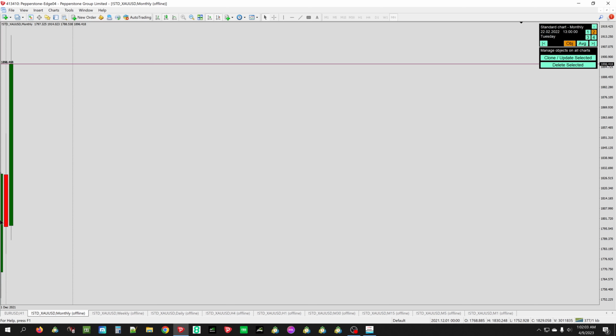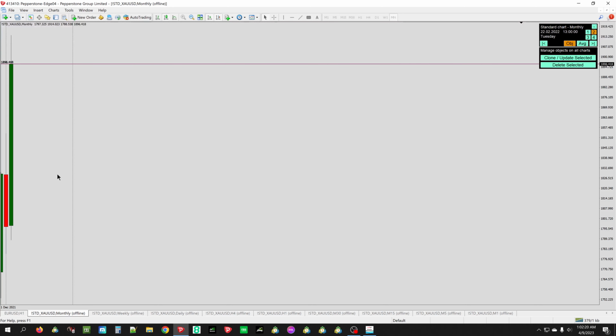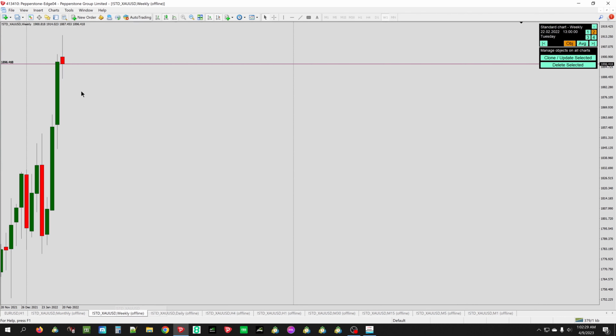If I look at monthly time frame, the monthly candle is strong bullish. Today is 22nd of February, and for the whole entire month we moved up. This is around 1000 pips of move. And if I look at weekly time frame we pushed up in previous three weekly candles.